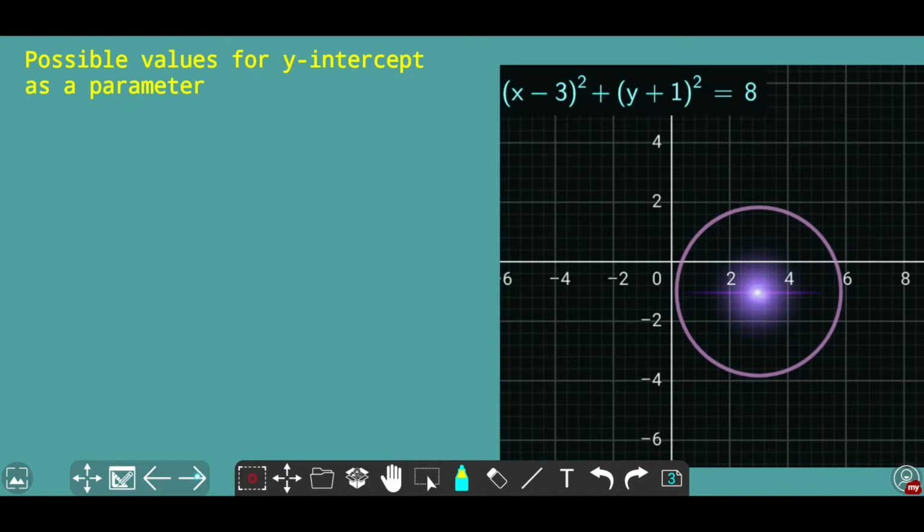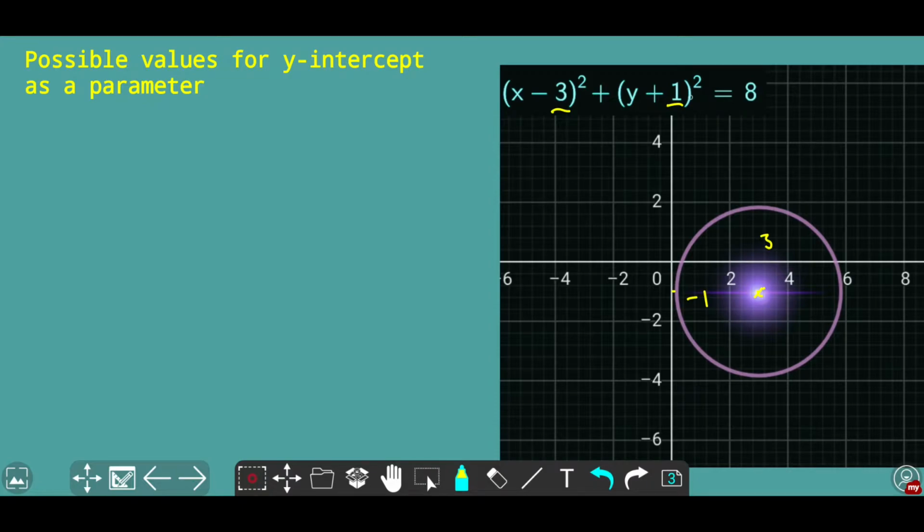Let's assume we have a circle with a certain equation: (x minus 3) squared plus (y plus 1) squared equals 8. So we have a circle with radius square root of 8 and with the center, according to the general standard equation of the circle, x is going to be 3 and y is going to be -1. That's the center. You just may have a look at those numbers.